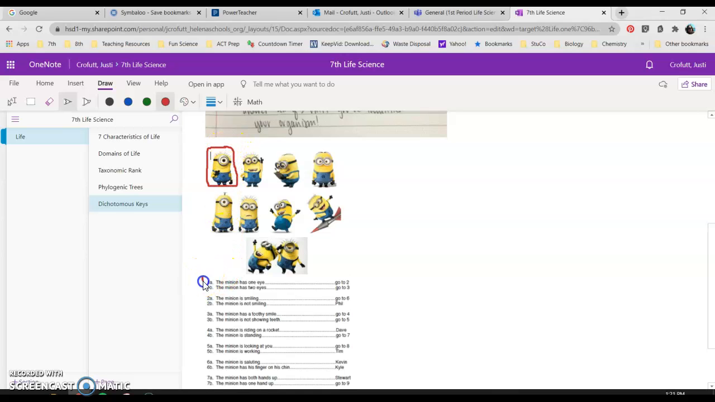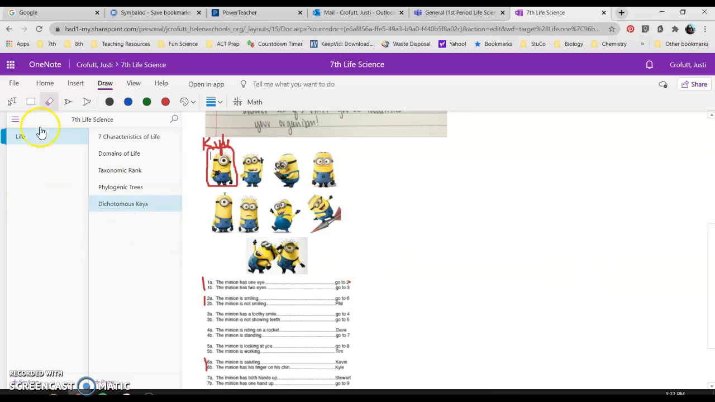Okay, so you again start at question 1. You have 2 options, and it says the minion has 1 eye or the minion has 2 eyes. This guy has 1 eye, so go to question 2. The minion is smiling, or the minion is not smiling. Looks like he has a little bit of a smile, so go to question 6. It'll take you on a little treasure hunt. The minion is saluting, or the minion has his finger on his chin. He has his finger on his chin. So this is Kyle. Over that minion, we can write Kyle. Then we can look at our next minion.